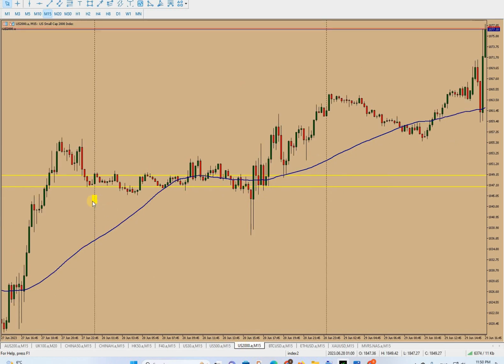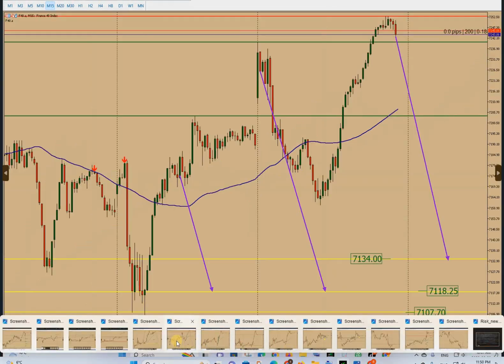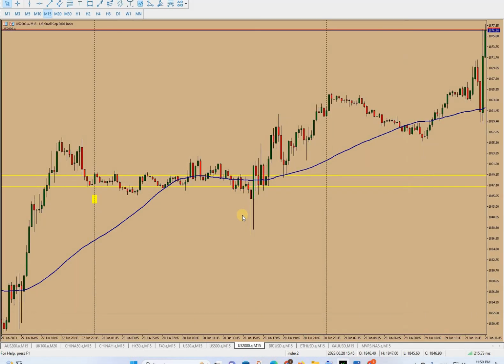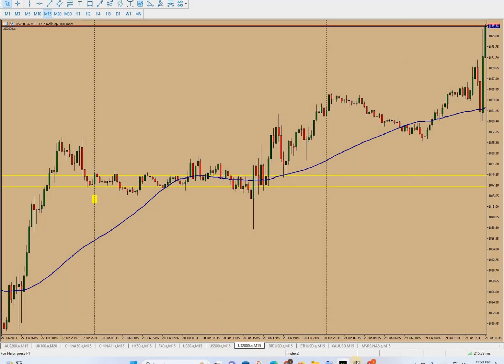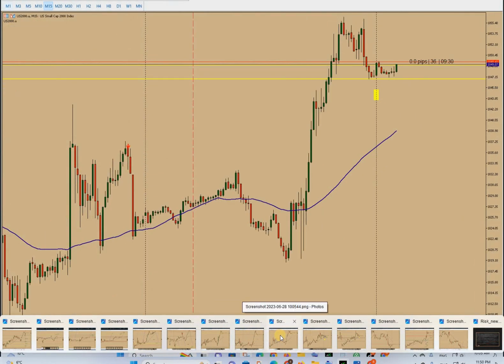Russell 2000. Again, Russell 2000, the price was here. I've got all the screenshot of those one. Let me find the Russell. This is Russell. Let me see. That is Russell 2000. Okay.